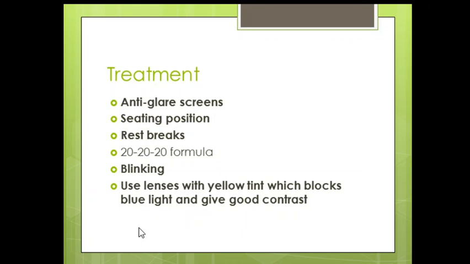So basically blue light protective lenses are available in the market nowadays, which generally help to maintain contrast, and these lenses also give protection from the blue violet rays which generally arrive from digital devices, which have a lower wavelength but a high energy level.